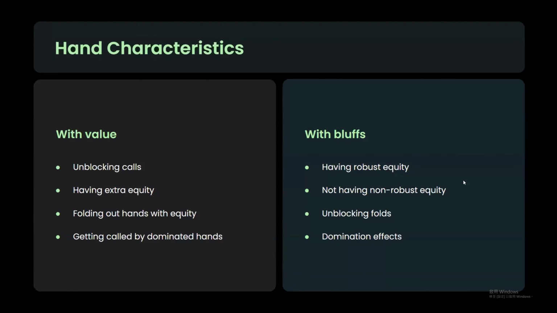With bluffs, having robust equity, meaning drawing to something good. If the board is very dry, maybe having an overcard is robust, because whenever you do hit the top pair, it's going to be a very, very strong hand.